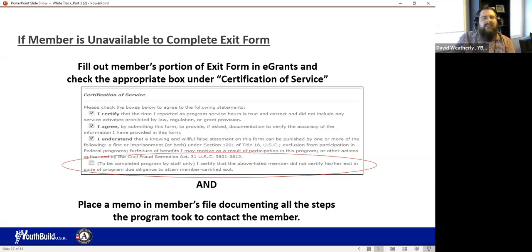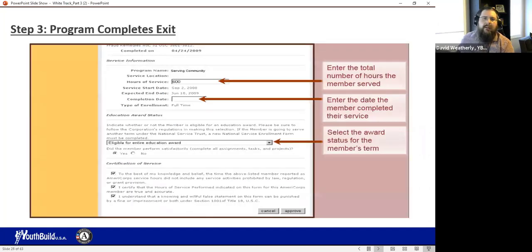We want you to click that box, and we also want you to put a memo in the member's file explaining how the program attempted to contact the member, so that you can show we did our due diligence and followed the procedures we were supposed to follow. Unfortunately, the member wasn't available, and we needed to make sure they are properly exited. Then you go in and complete the program exit. You enter the total number of hours served and the completion date, and then select the award status: full award, partial award, or no award, in this drop-down menu.